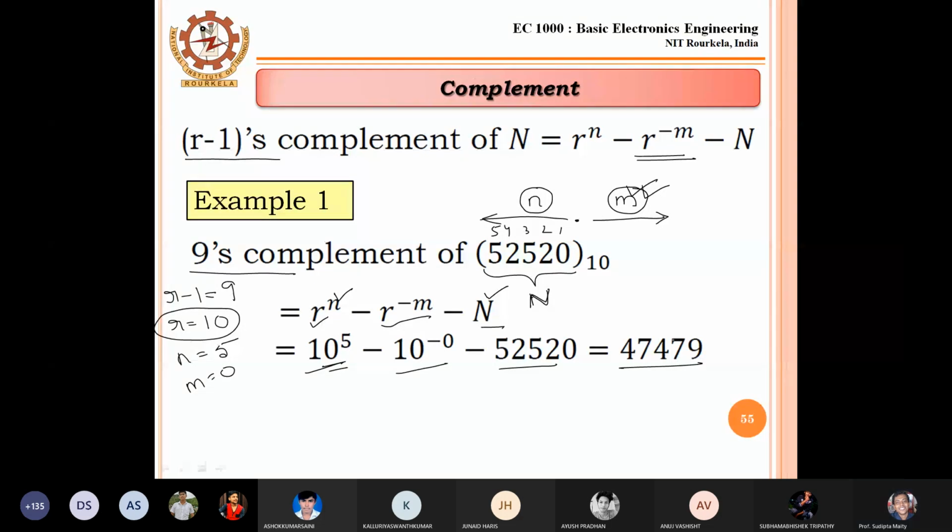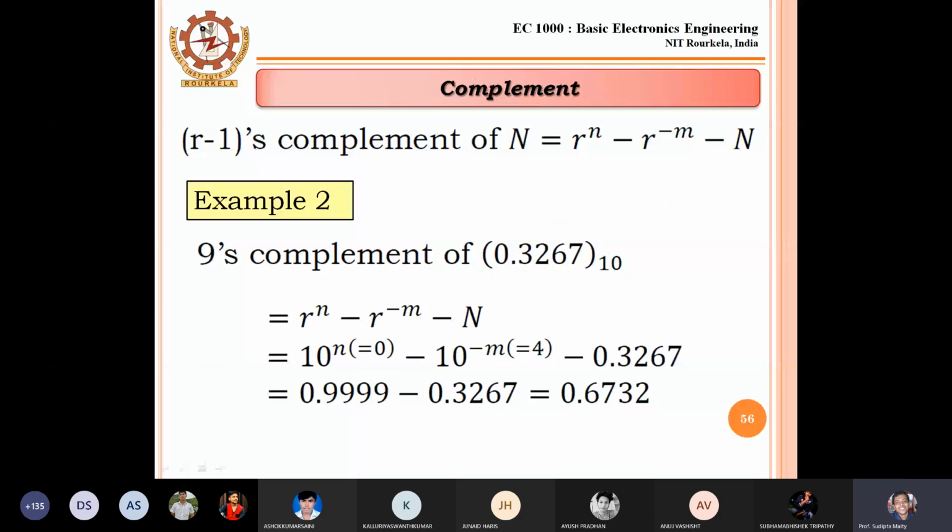Okay, can we move? Let's solve another problem. It will be clear. Let's solve another problem. It is example 2. Sir, we cannot do this with the previous formula. What? We cannot? No, it is the formula. Initially it was r's complement. Now we are solving r minus 1's complement. Okay, so that is the difference.